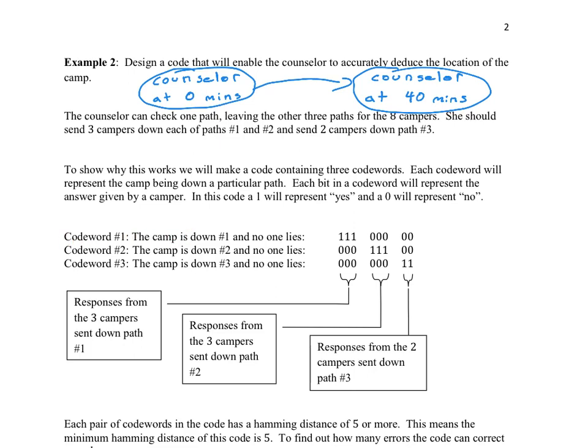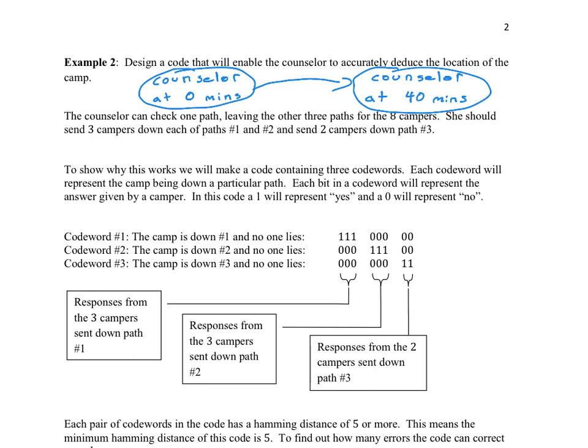So code word 1, if the camp is actually down path 1, then the campers in order will say this: 1, 1, 1, 3 1s, and then a bunch of 0s. So all of these ones will say yes. Then the camp is down path 2. The middle ones say yes. Path 3, only the last group says yes.